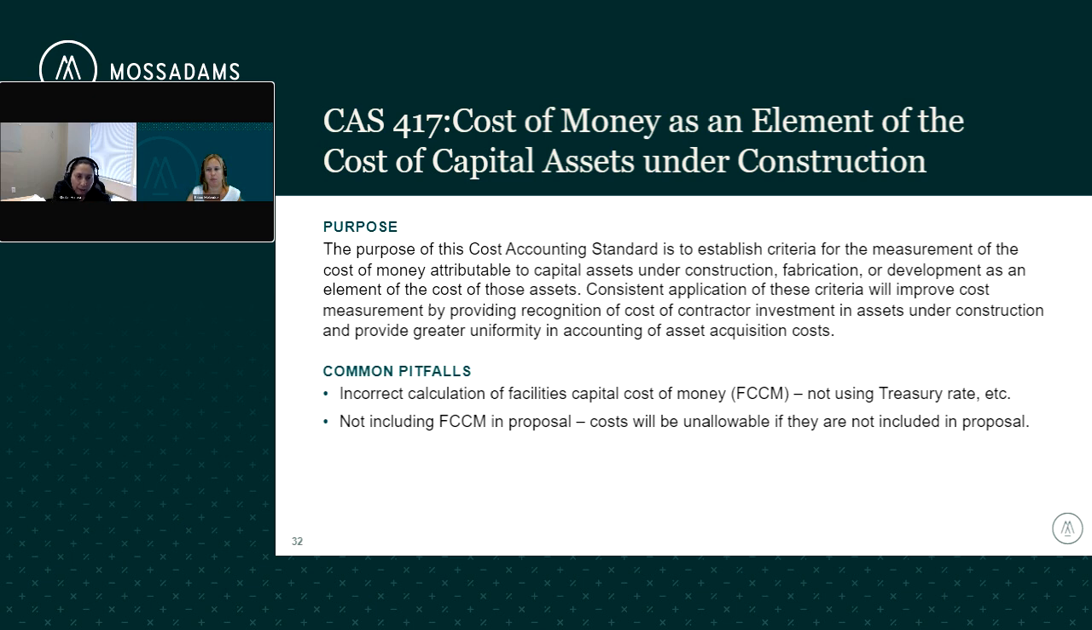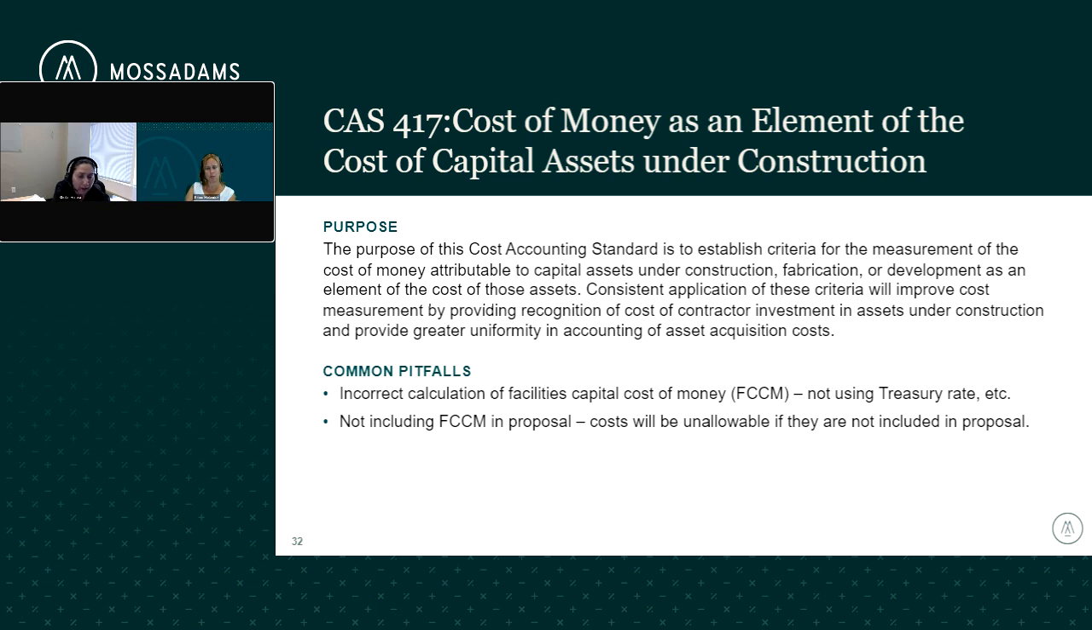And so some of the common pitfalls here that we do see is just the incorrect calculation of that facility's cost of money. And so this, again, going back to a previous CAS requirement, that calculation is very complex. And so really understanding how to calculate that, not using the treasury rates, for example. Sometimes the calculation itself is not in the proposal. And so generally, if it's not part of the proposal, those costs are unallowable.